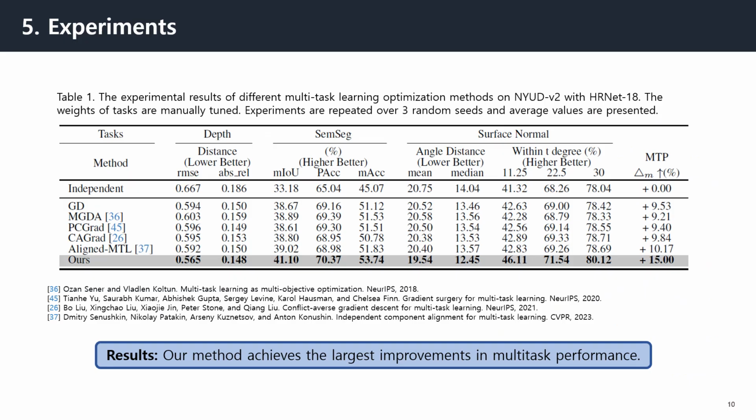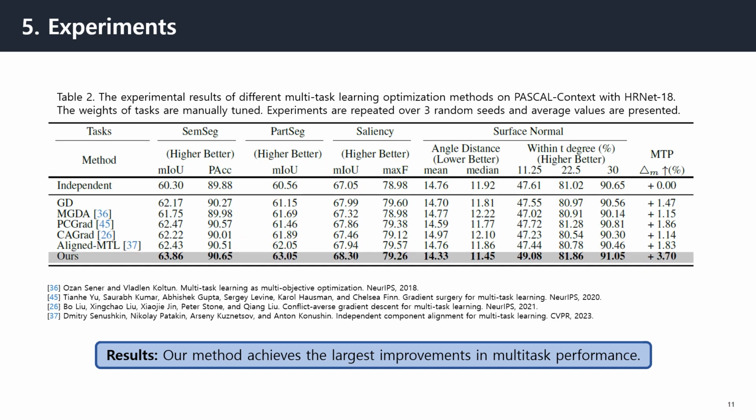Here are our experimental results. The main results on the NYUD version 2 dataset are presented in the table. Compared to previous methods, our approach shows better performance on most tasks. It proves our method tends to induce less task interference. Similarly, our approach shows better performance on the Pascal Context dataset. We provide further experiments with various loss scaling methods and backbone architectures in our paper.